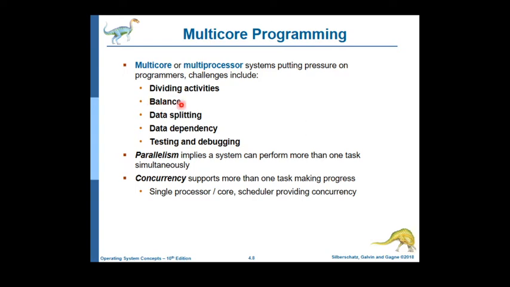The second challenge is balancing. We must ensure that the tasks perform equal work of equal value. The third challenge is data splitting, where we need to divide the data between the different threads. The data accessed and manipulated by the tasks must be divided to run on separate cores.